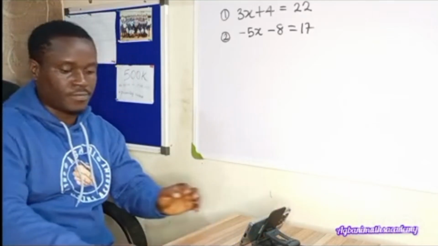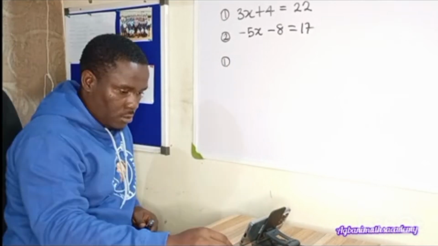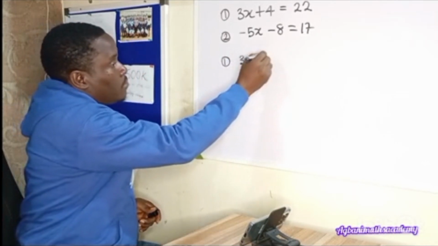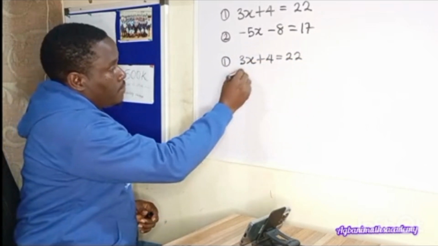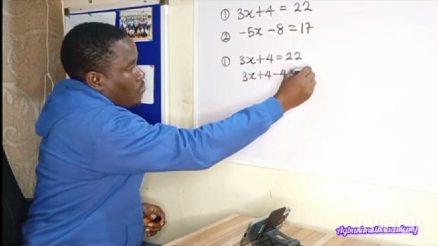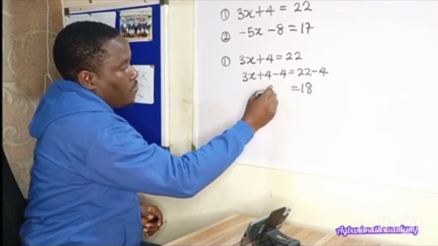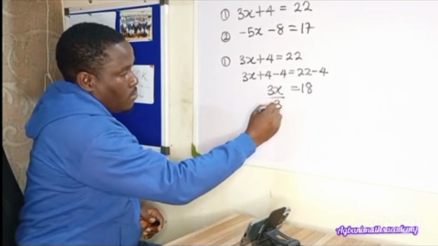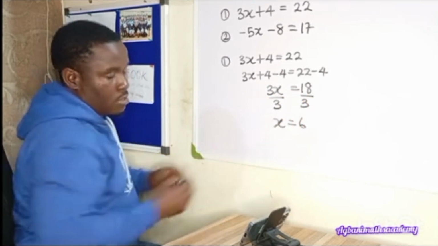So let's look at the first one. Tell me what you did. So 3x plus 4 equals 22. Okay. So I did 3x plus 4 minus 4 equals 22 minus 4. 22 minus 4 equals 18. So 3x equals 18. So then 3x over 3 equals 18 over 3. Okay. X equals 6.